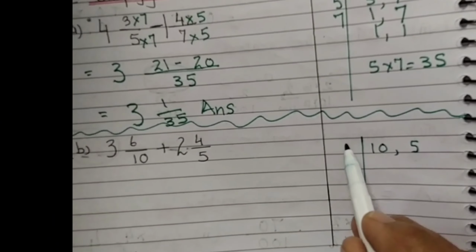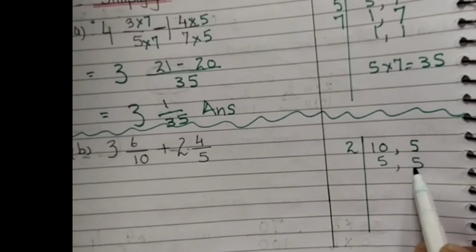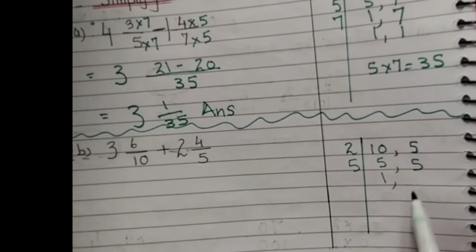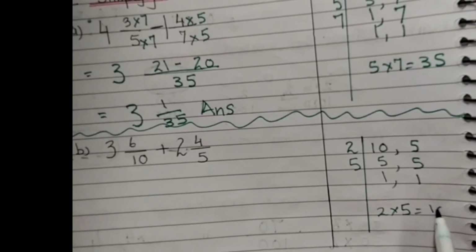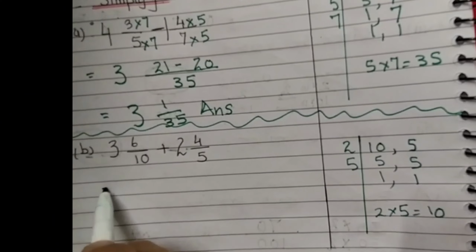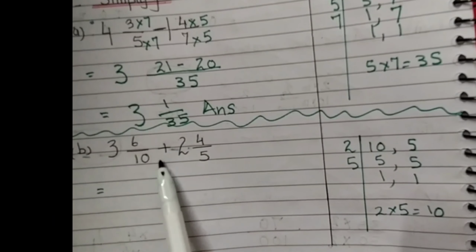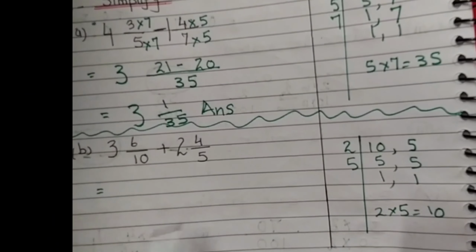Alright, take the least number. The least prime number is 2. 2 5s are 10, and 5 drag it down. 5 ones are 5, 5 ones are 5. So 2 times 5 is giving us 10. 10 is our LCM. So what do we do now? Since it's an addition sum, first we're going to add up the whole numbers. 3 plus 2 is 5.